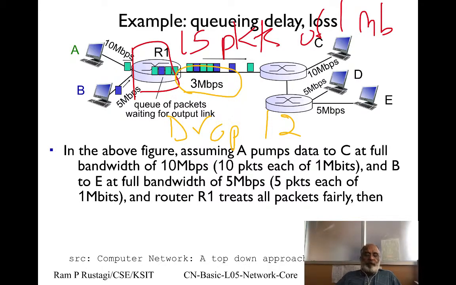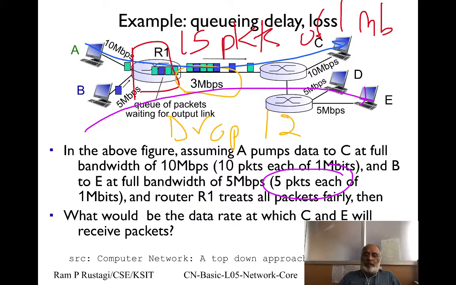Now assuming that my router is fair to the incoming packets, that means it treats all packets equally, with equal weightage and equal priority, and does not distinguish between A and B. When A is sending data to C and B is sending data to E, where A is sending all 10 packets of 1 megabit each per second and B is sending 5 packets of 1 megabit each per second, at what rate would C receive the packets and at what rate would E receive the packets? Give it a thought, pause the video, think about it, and then come to the answer.